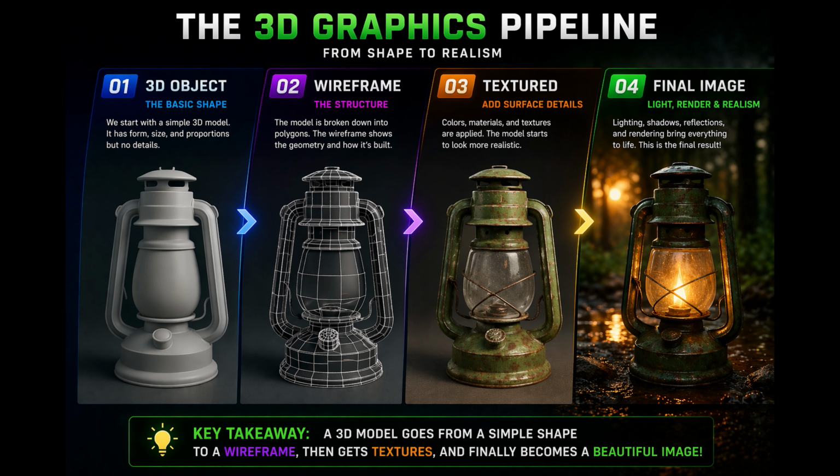Step 2. Rasterization. Converts 3D shapes into pixels on your screen. Step 3. Fragment processing. Determines color, lighting, and texture for each pixel. Step 4. Output. The final image is sent to your display. This entire process happens dozens or even hundreds of times per second.